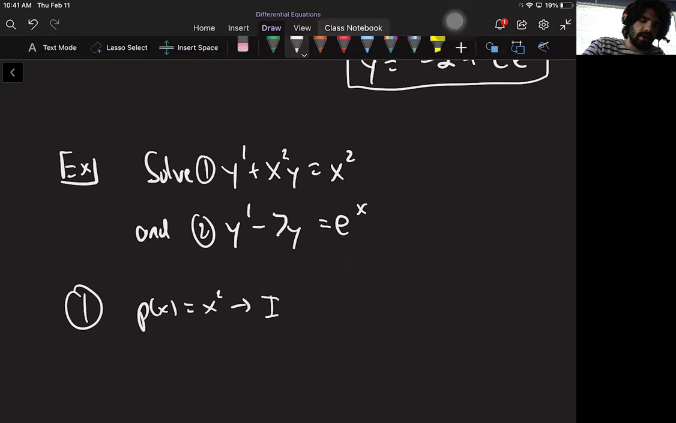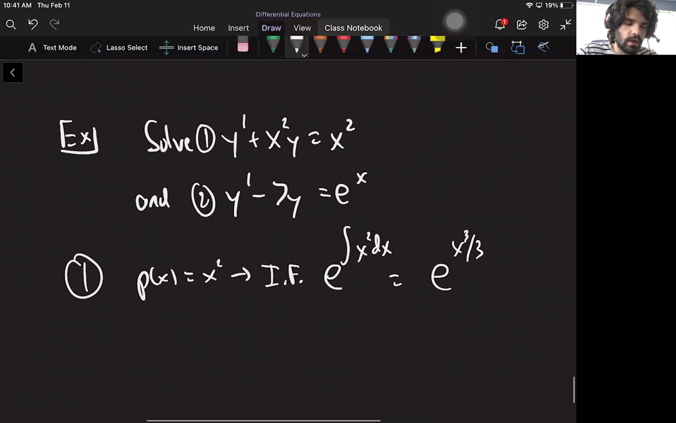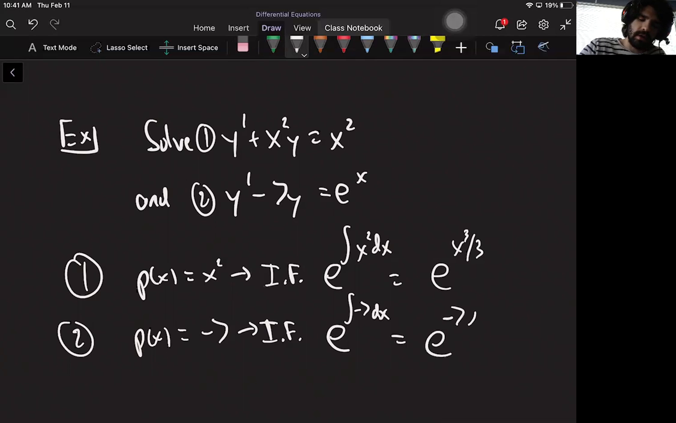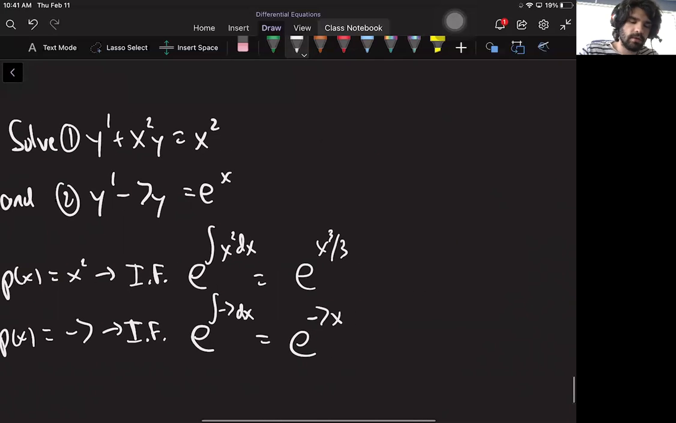So my integrating factor is e to the integral of x squared dx, which becomes e to the x cubed over 3. And then for 2, my p of x is negative 7, which tells me my integrating factor will be e to the integral of negative 7 dx, which is e to the negative 7x. So those are my two integrating factors.